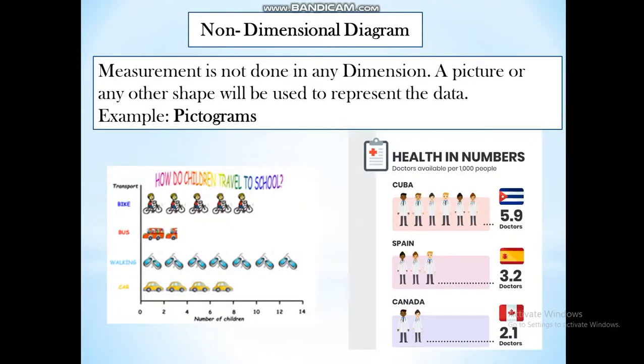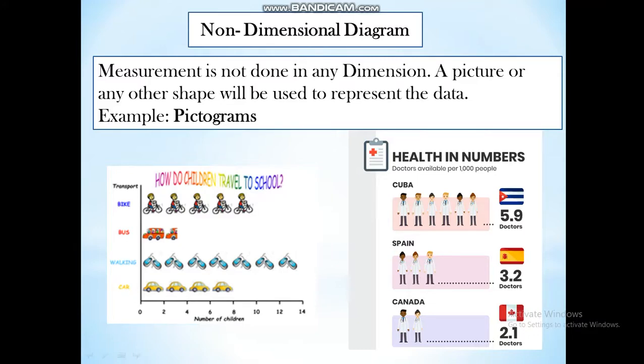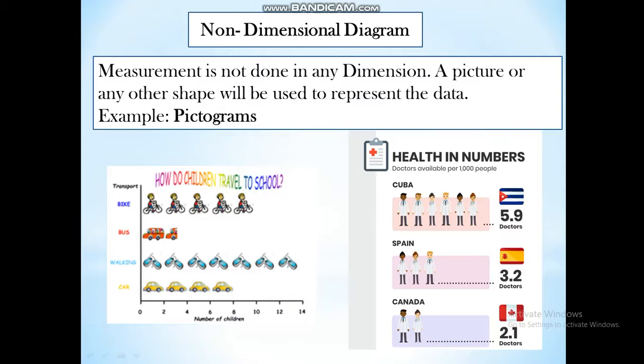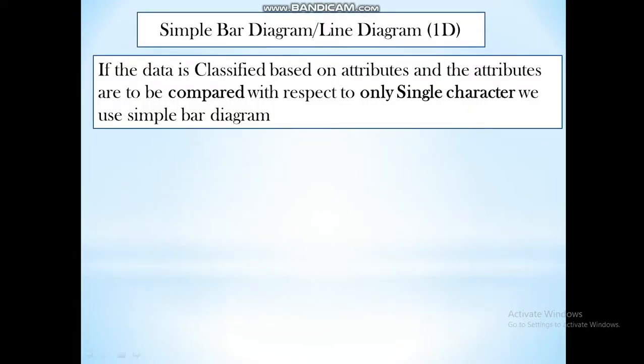Next, the non-dimensional diagram. In a non-dimensional diagram we do not take measurement in any dimension. We use pictures or shapes. For example, here I used some pictures, like bike 0, 2, 4, 6. So these are examples of the non-dimensional diagram. Examples are the pictogram and the simple bar diagram.